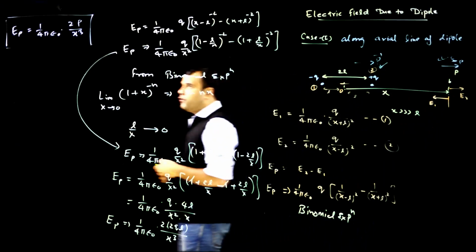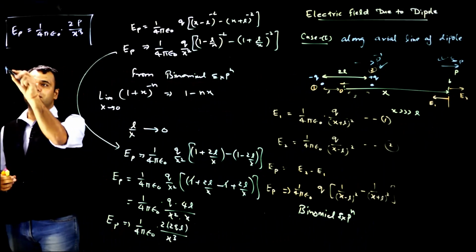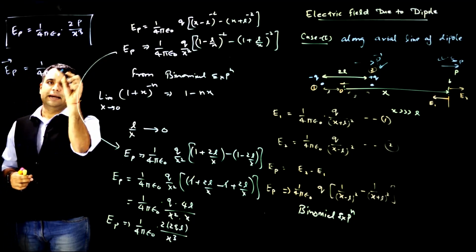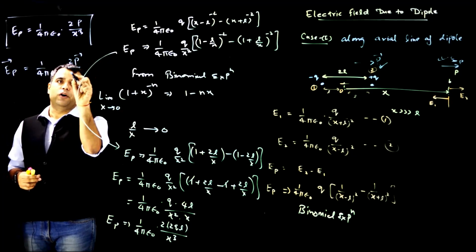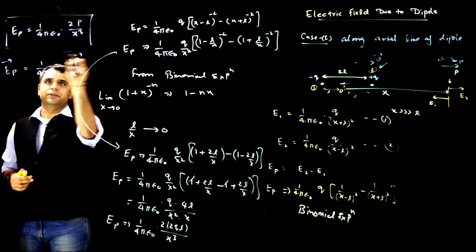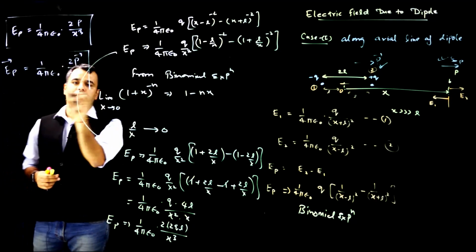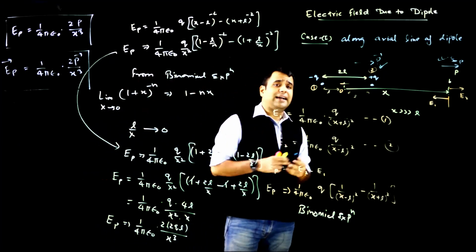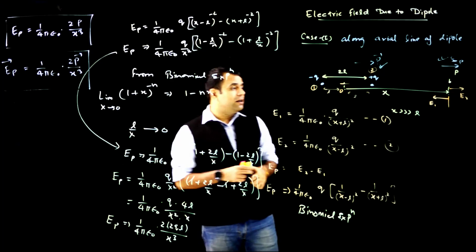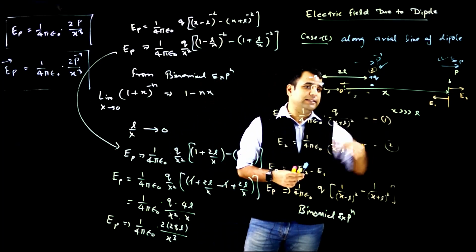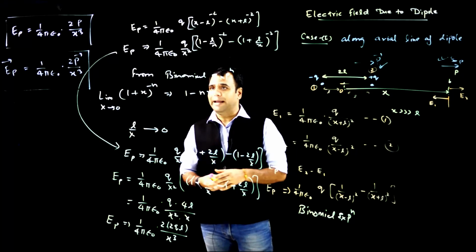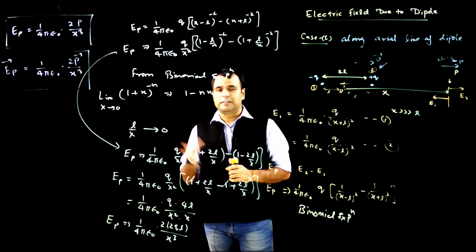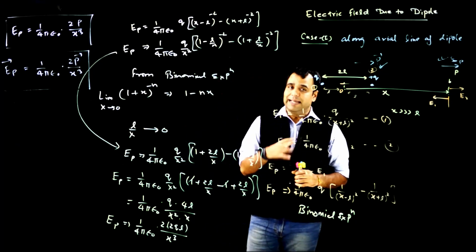So if I want the vector formula for this, EP will be equal to 1 upon 4 pi epsilon naught times 2 times vector p upon x cube. This becomes the formula for the electric field along the axis of the dipole for larger distances, when the value of x is more than L, because we have applied the binomial expansion here. To use the binomial expansion, x has to be more than L.